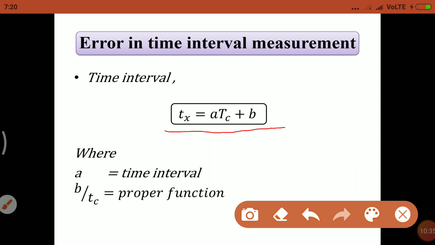sorry, I made a mistake here. Basically A is nothing but an integer, and B by Tc is nothing but a proper fraction. It's not function, it is proper fraction. So A is an integer and B by Tc is a proper fraction. So this is the basic formula for measurement of a time interval: Tx is equal to A into Tc plus B.